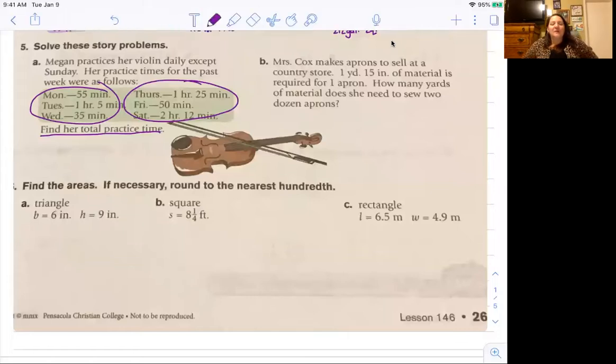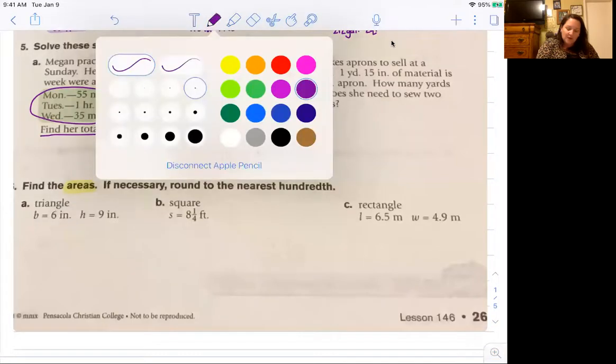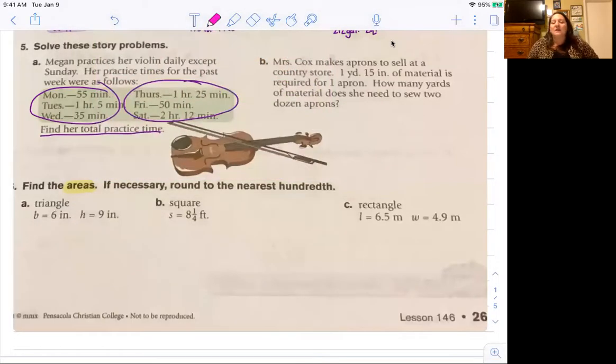Okay, so I've moved my paper up. We are going to look at page 263 again, and we're going to go to 6A. And on 6, we are finding the areas. So for whatever shape they've given us, we're going to find the areas of those shapes. First shape is a triangle. We're going to draw this triangle out. Okay, we have a triangle, and it says our base is 6 inches, and our height is 9 inches.